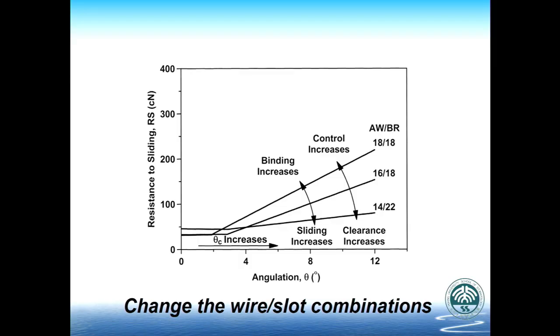Wider bracket slots and smaller archwire, you get more clearance. Narrow bracket slots and larger archwire, you get less clearance. Less clearance, you get more tooth control. But if you increase the clearance, you get less friction, more free tooth movement, but you get less control. So you need to balance.